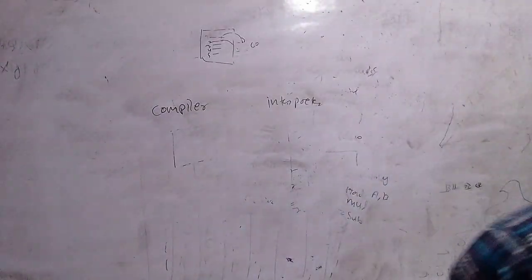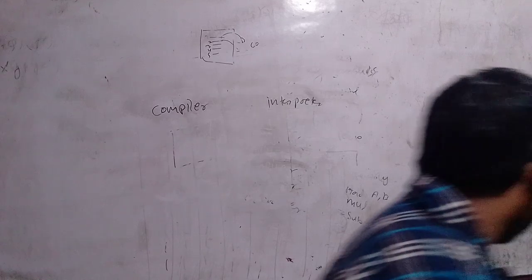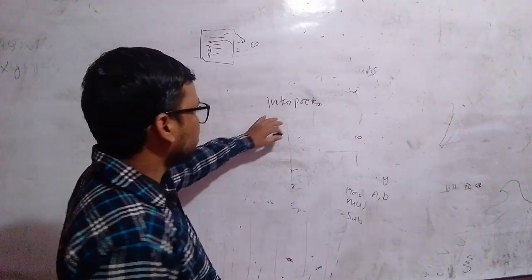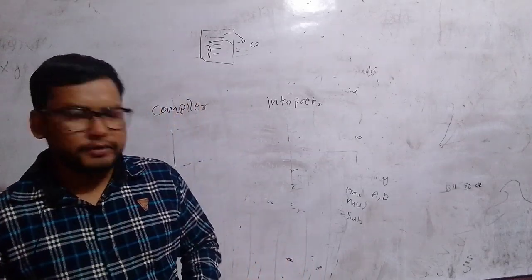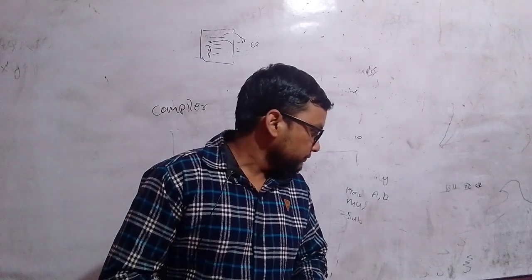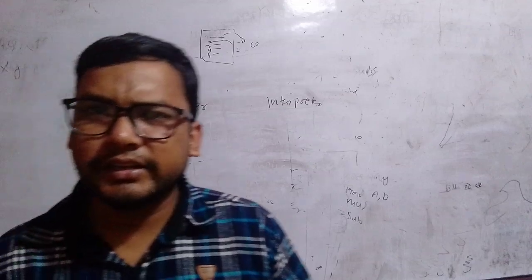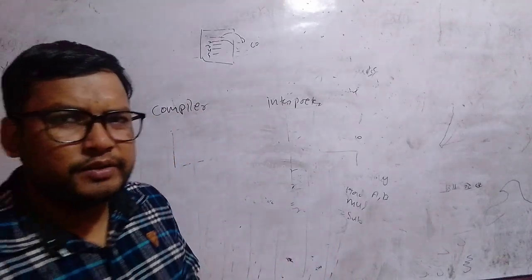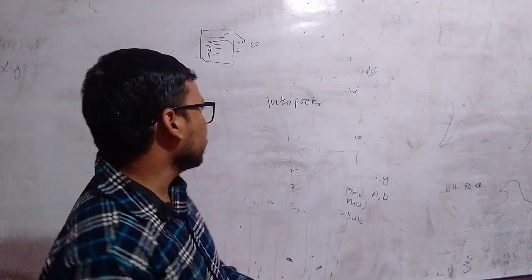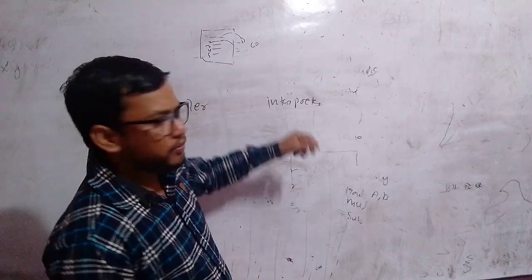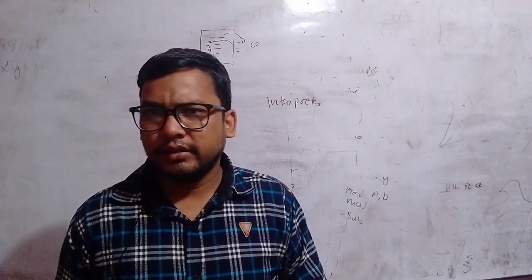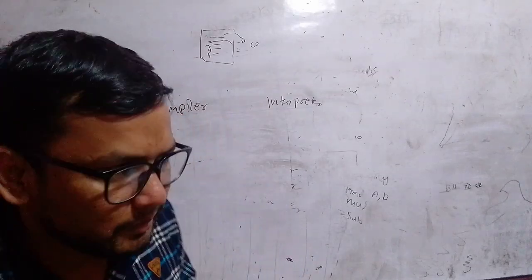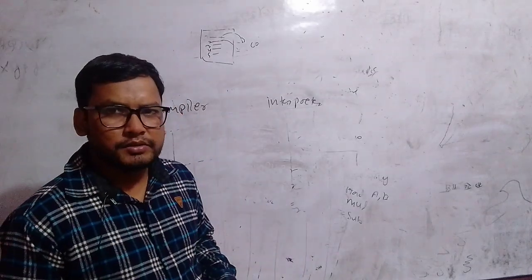Now there exist a number of types of interpreter also, that are bytecode interpreter, thread code interpreter, and abstract syntax tree, etc. We don't need to elaborate on this. We just need to understand what the compiler is and what the interpreter is, according to the syllabus of class 11. We are discussing the syllabus of class 11.